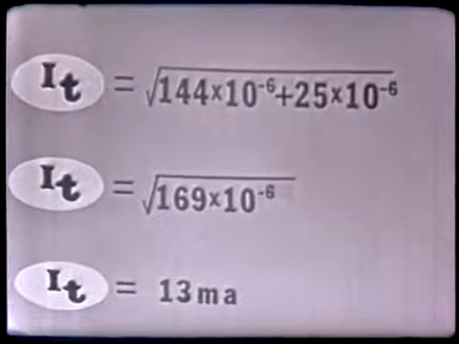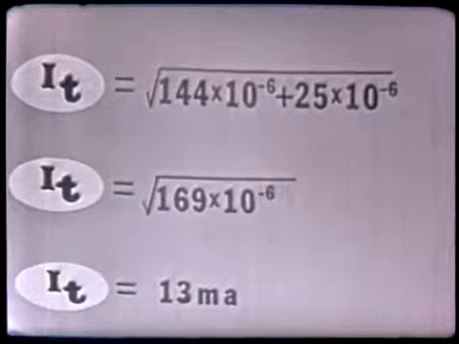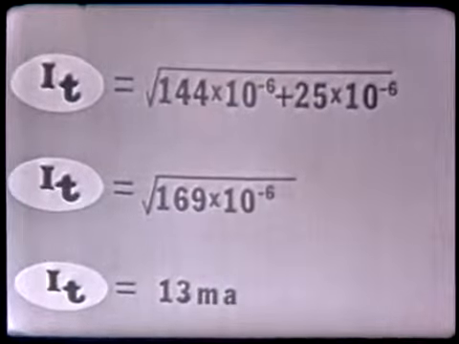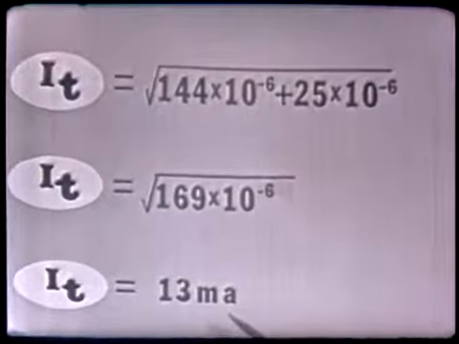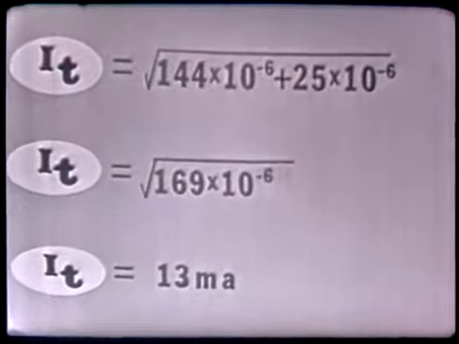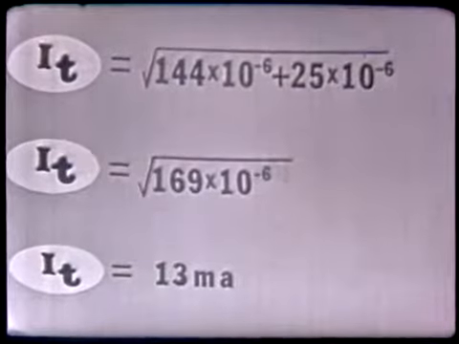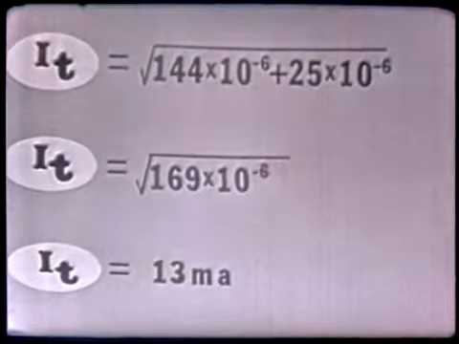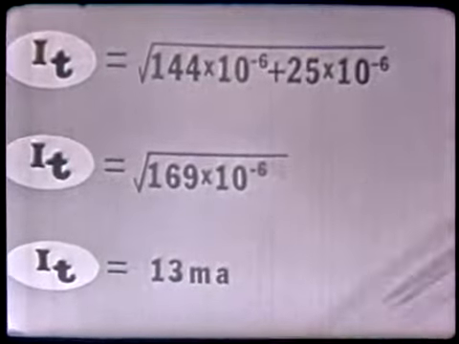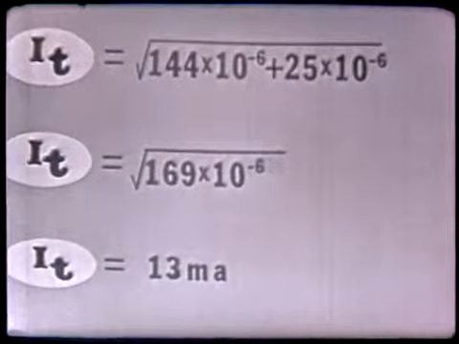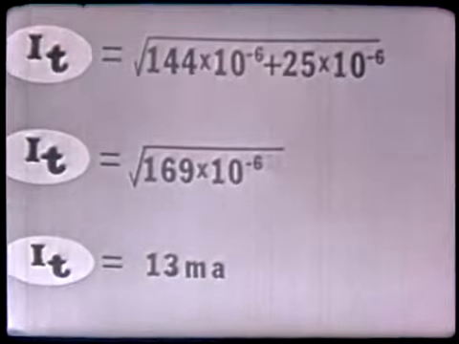Extracting the square root then of 169 is 13. Of course, the square root of a negative 6 is negative 3, which would be milli, and our current is, of course, in amperes. So once again, we have determined our total current by using Pythagorean theorem. And our total current again comes out to be 13 milliamperes.